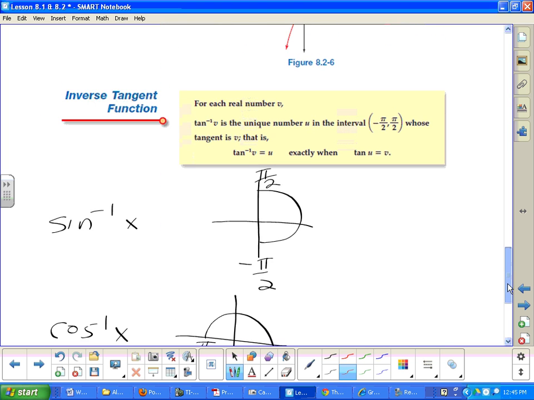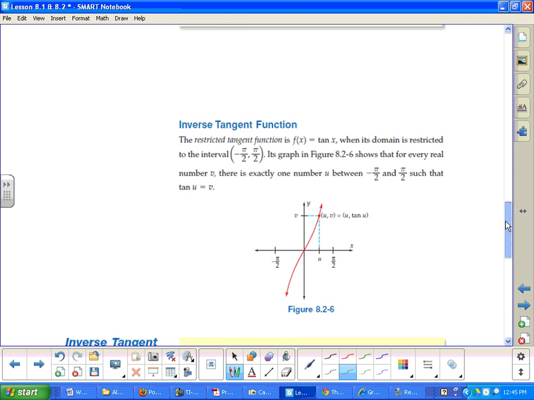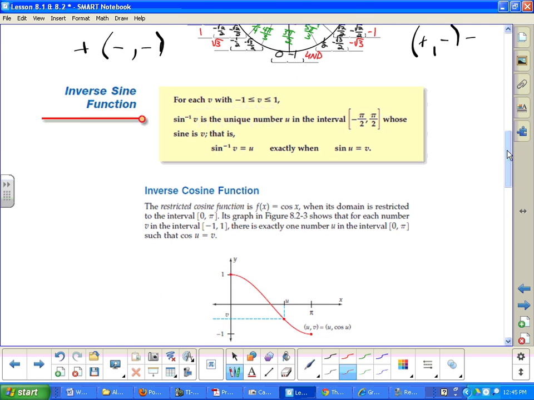Tangent. For tangent, it's going to be from negative pi over 2 to pi over 2 also. The one difference is that tangent, what happens with our graph? It goes from negative infinity to positive infinity. So tangent could be all real numbers. We could take the inverse tangent of any number. But we're going to do from negative pi over 2 to pi over 2. Difference is, notice, here I have parentheses versus with sine, it was brackets.